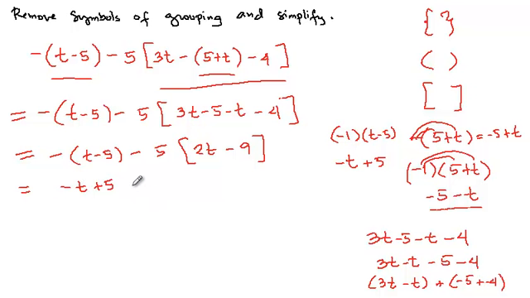Then how do we remove this last grouping? Well, it is like plus negative 5 times 2t minus 9. Okay? That's how I do this. Some people use the approach of subtracting instead.